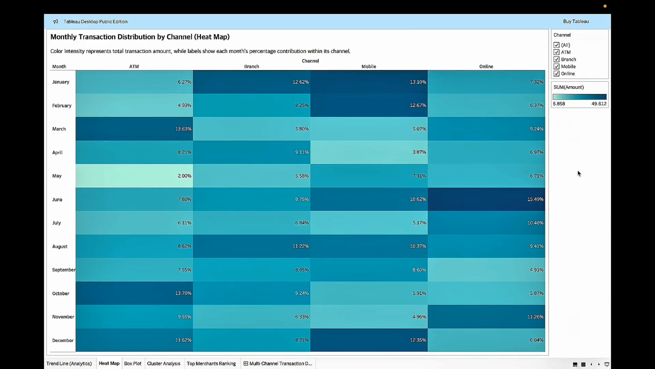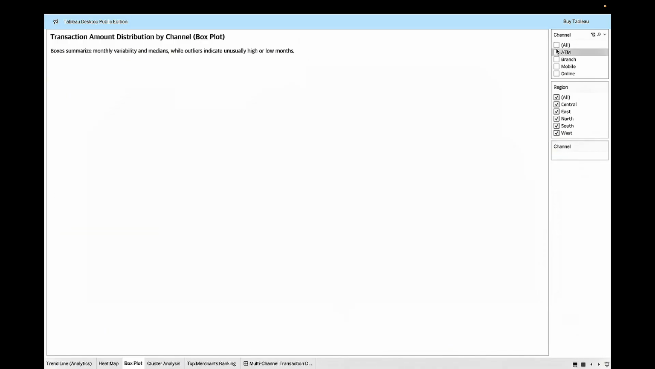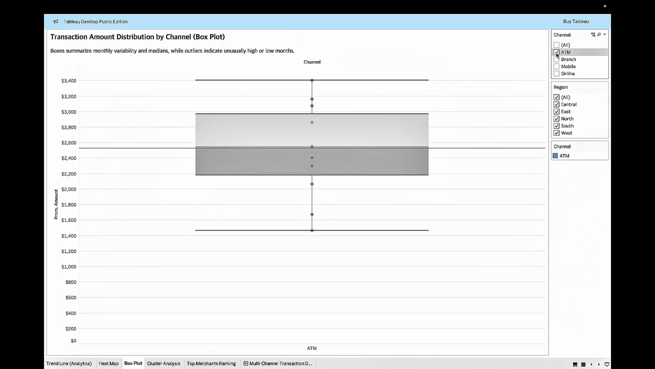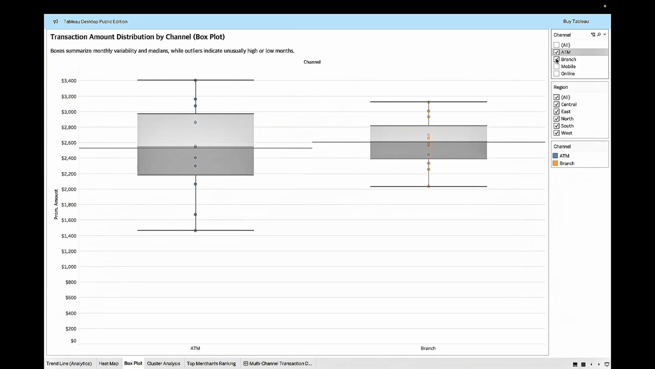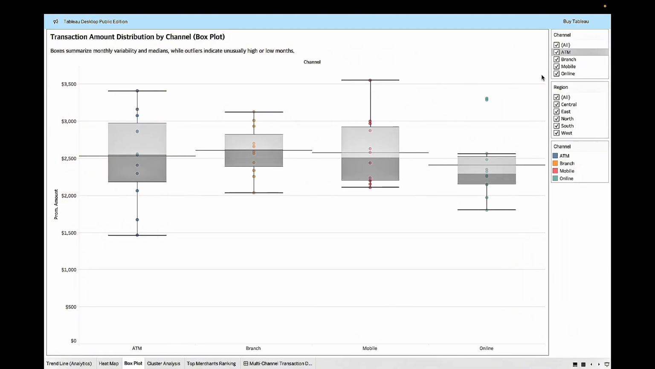The third question of our project is, how stable are the channels? To evaluate the stability, I use a box plot, since it allows us to compare dispersion, median values, and detect outliers across channels. ATM shows a wide dispersion with a very low and very high month, indicating high variability, while Branch has a more compact distribution, suggesting greater stability. Mobile also presents significant variability and reaches some of the highest values, whereas online appears more consistent overall, despite a clear outlier in June that breaks the usual pattern.